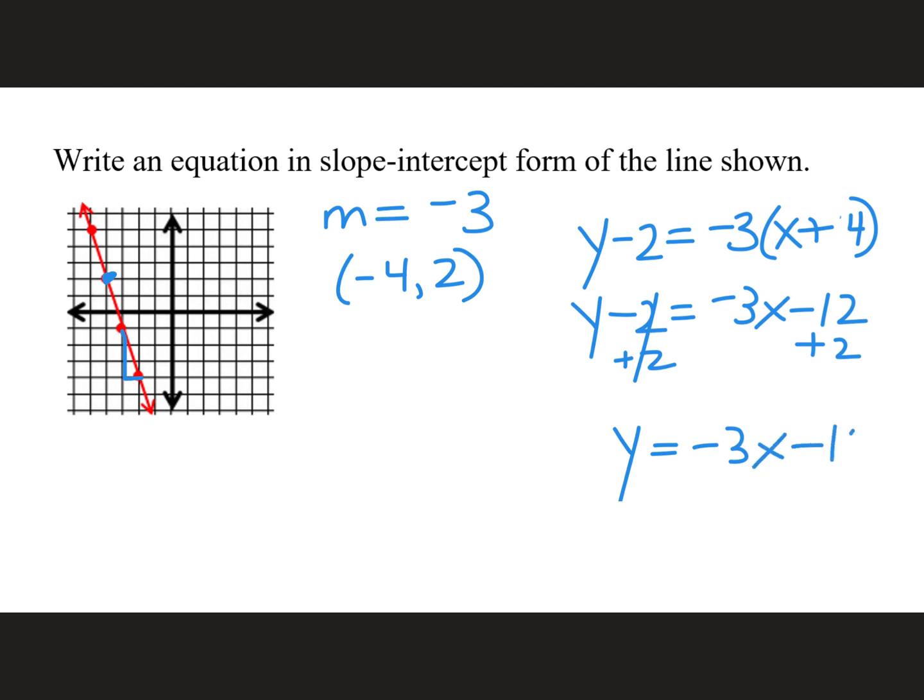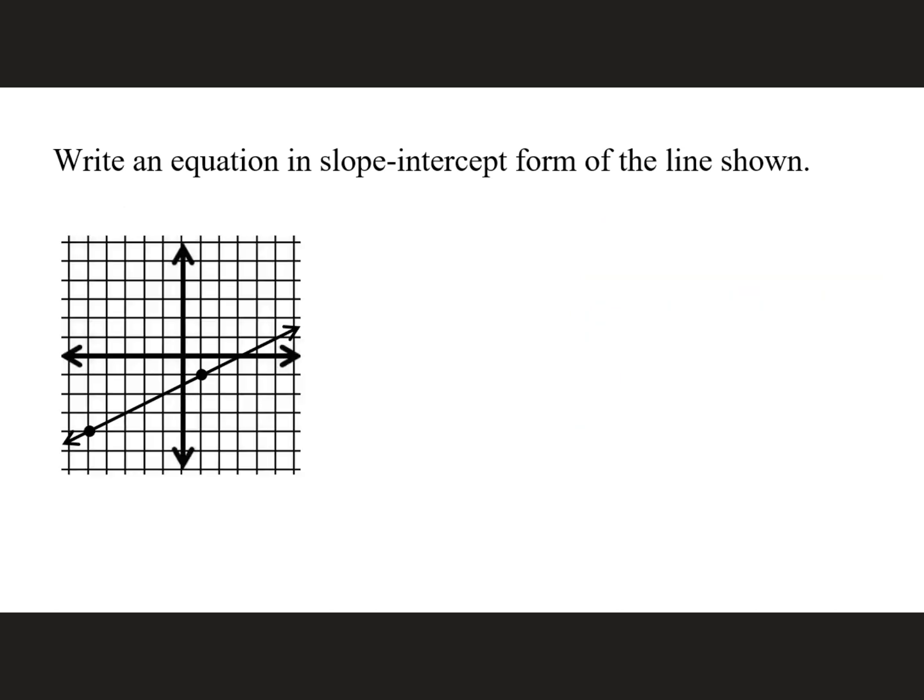Looks like -10. And there you go. So using point-slope when I don't have a y-intercept to be able to eventually get my equation in slope-intercept form. Why don't you pause the video and do this one on your own, just like what I just did.